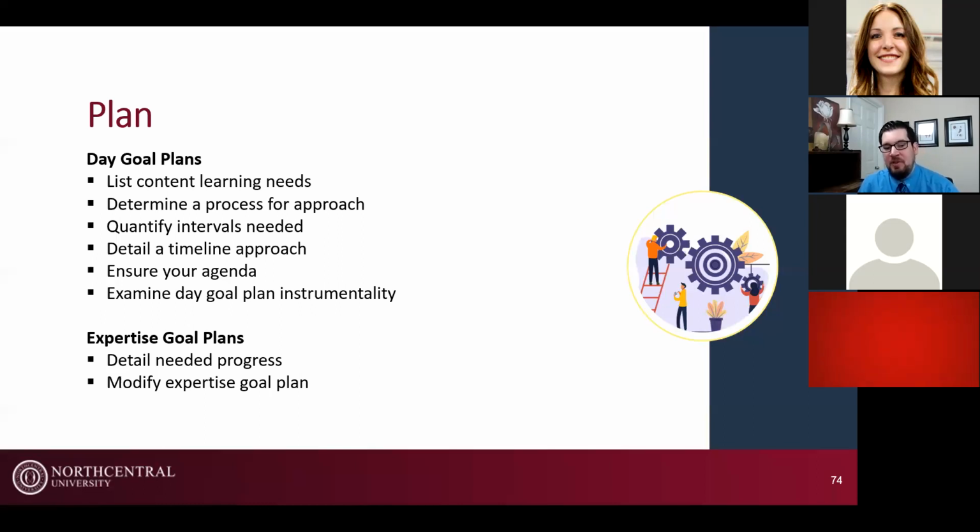And then in terms of the expertise goal plans, reflect on them. Detail is needed to progress toward your overall expertise goal. Modify your expertise goal plan to accommodate what you've progressed so far, your current levels of knowledge and understanding.